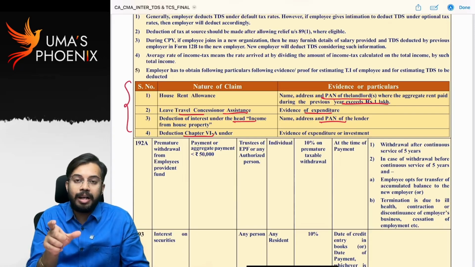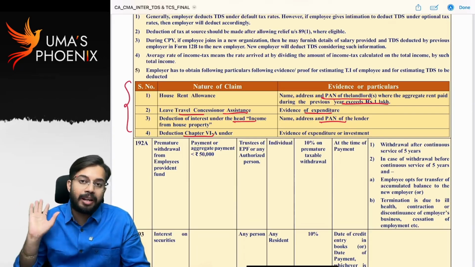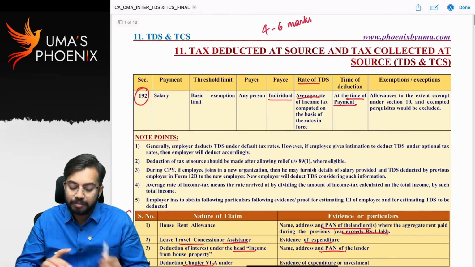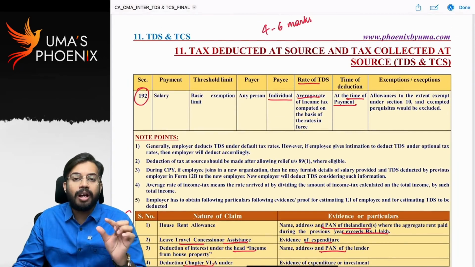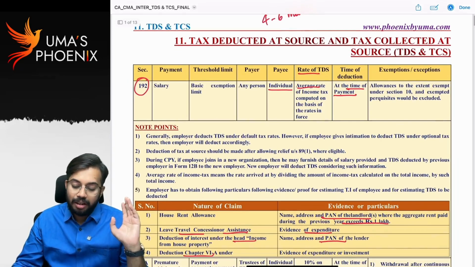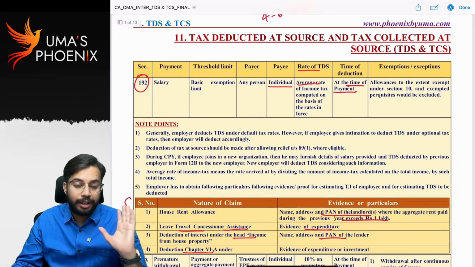Whatever the tax liability of the employee is, that will be divided into 12 months, and every month the tax liability amount will be deducted in the form of TDS. Is it clear? Are you able to understand? So generally, the employer will calculate TDS under default tax rates. If the employee gives intimation, then the employer will calculate TDS under optional tax rates. So this is the TDS section 192.